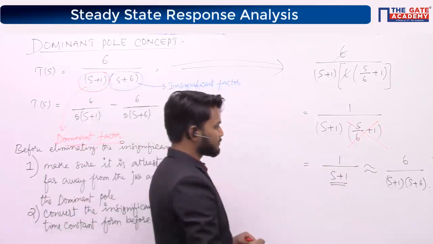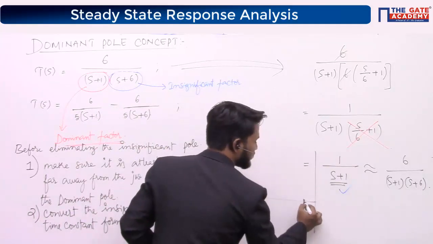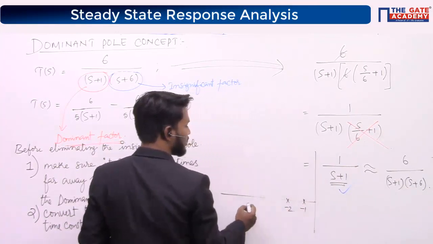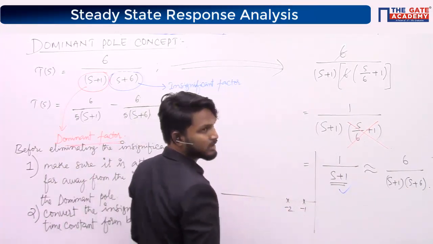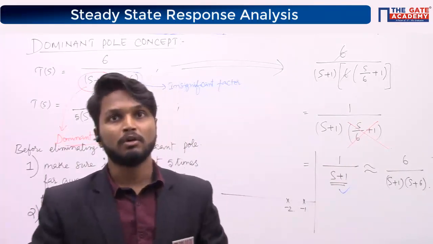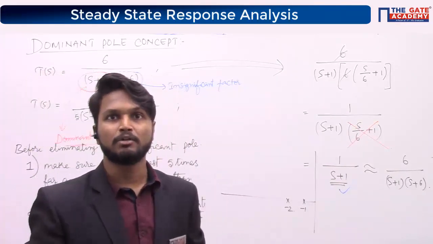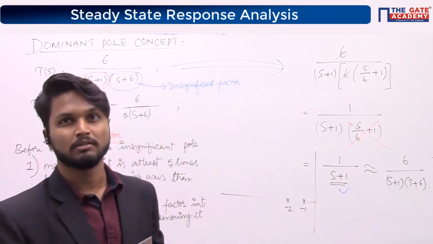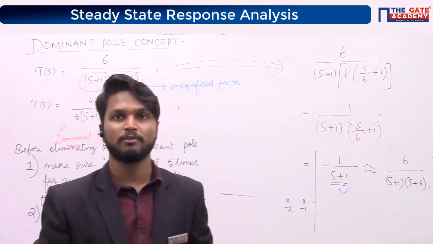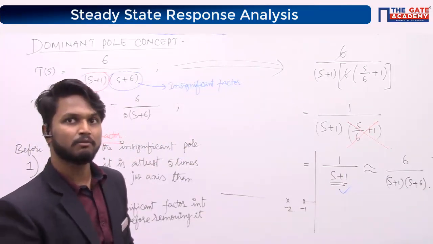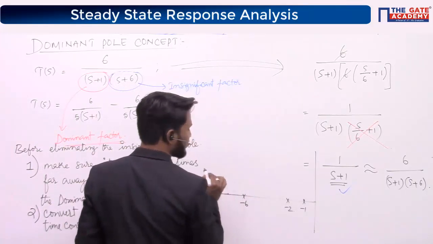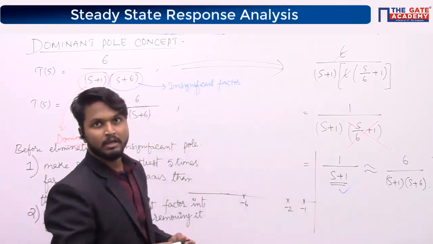So this is the response. See here, it is -1. The other pole is at -2. And the third pole is at -6. So only for the insignificant part we need to do the time constant form. Yes, Samanvay Das, only for the insignificant factors we need to convert it into time constant form.